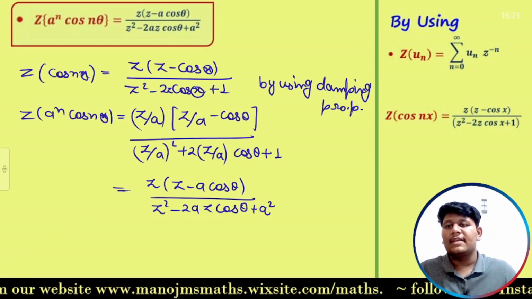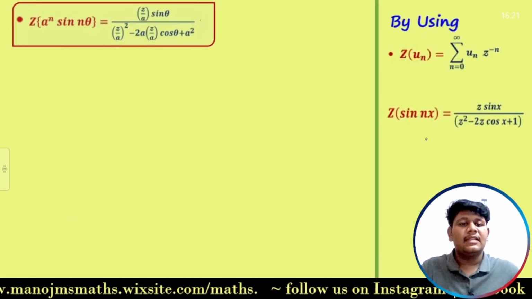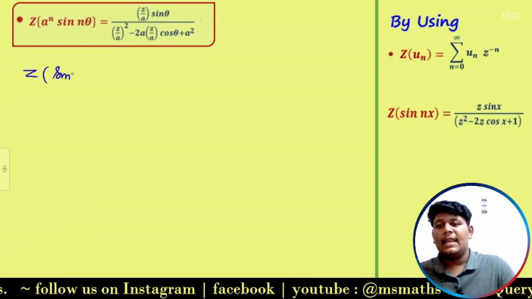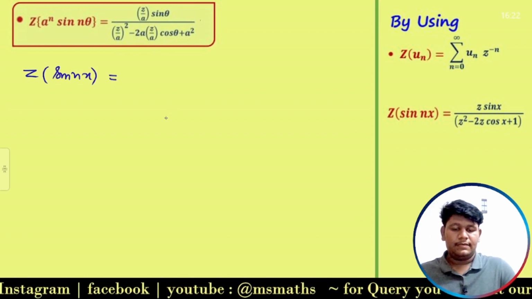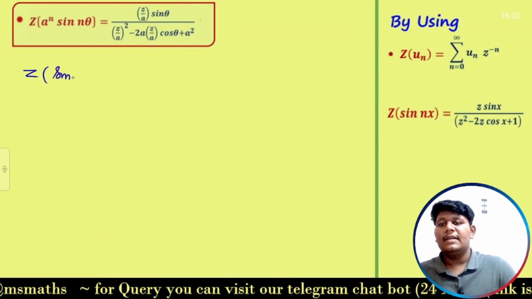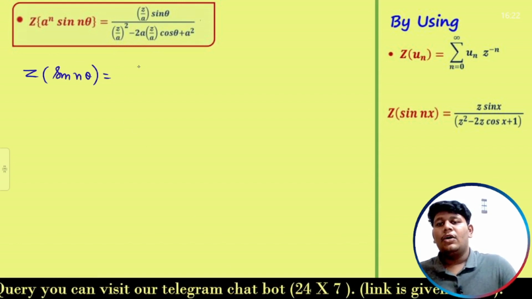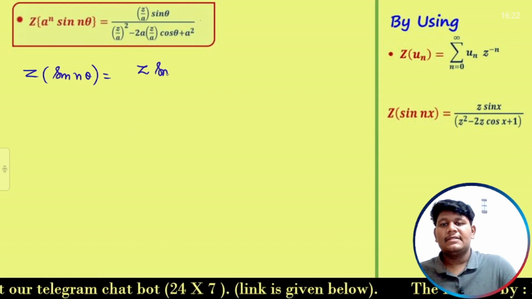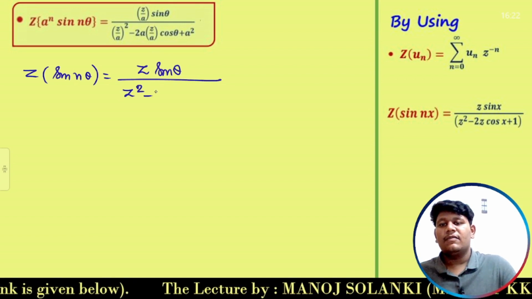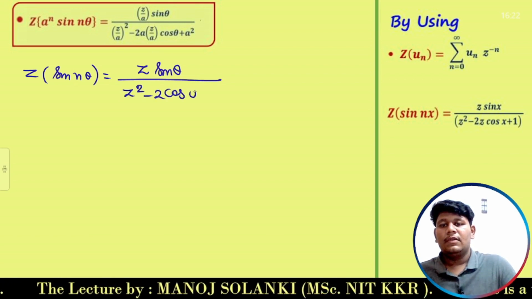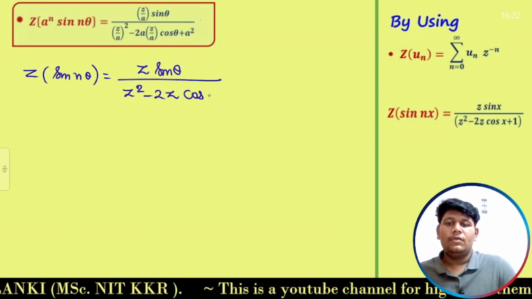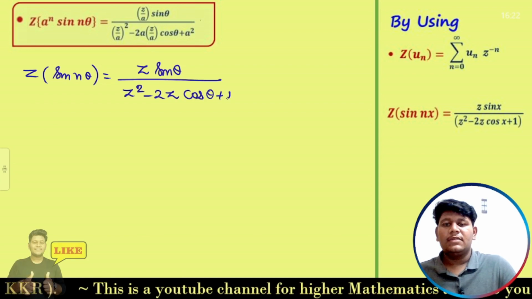And next, you can calculate this also. This is nothing but the z transform of sine n x. So basically the z transform of sine n theta is z sine theta upon z square minus 2 z cos theta plus 1.